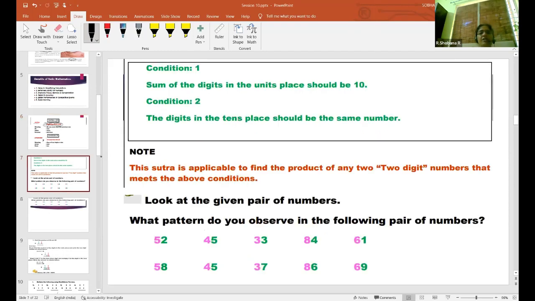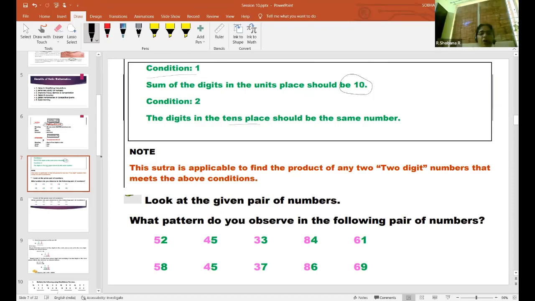So what is the first condition? The sum of the digits in the units place must be 10. And what is condition 2? The digits in the tens place should be the same number. To be clear, we will give you some examples. This sutra is applicable to find the product of any 2-digit by 2-digit numbers which meet the above conditions. All of you can relate why I started with 2-digit by 2-digit multiplication.